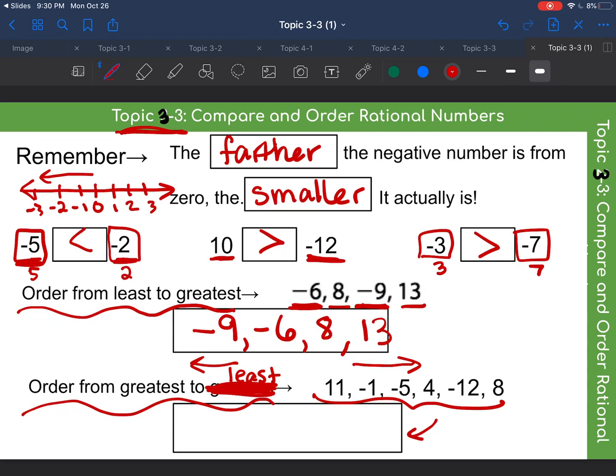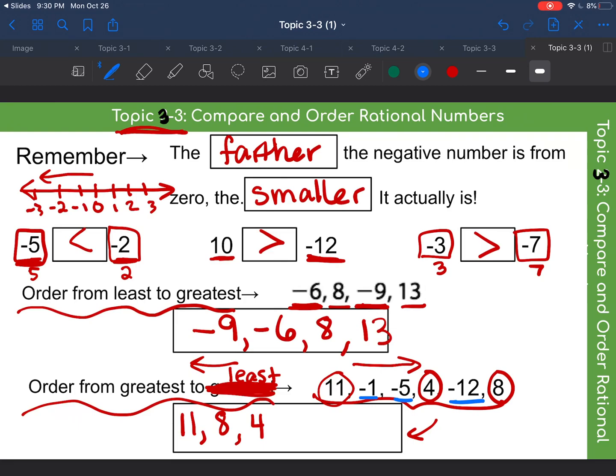So the greater numbers are obviously going to be our positive numbers. The biggest positive number I see here is 11. So 11 is our greatest. Then the next greatest positive is 8. And the next greatest positive is 4. So far we're at greatest. Now we're going to deal with our negatives. I see -1, -5, and -12.